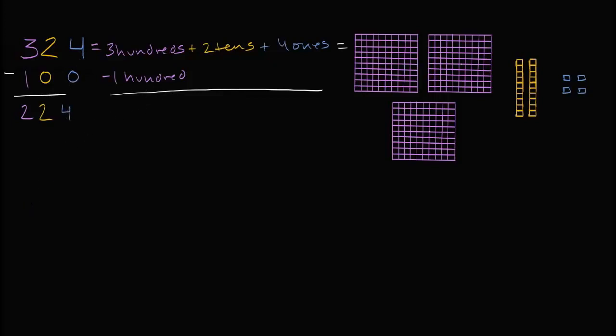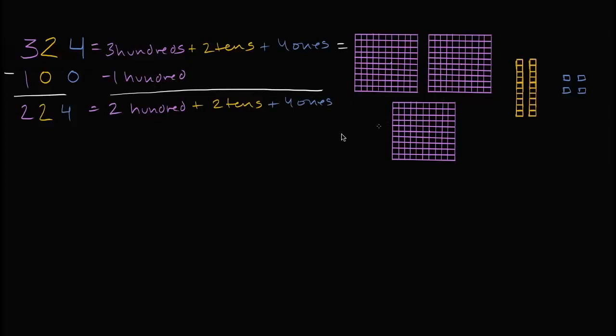If you look at it over here, what's that going to be? Let me write an equal sign. I had 3 hundreds. I take away 100. I'm going to have 2 hundreds. I had 2 tens. I'm not taking away any tens, so I still have 2 tens. And I had 4 ones, and I'm not taking away any ones, so I still have 4 ones.